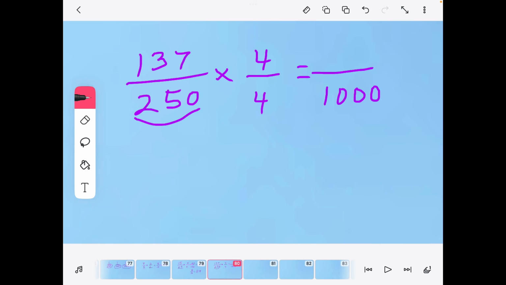Let's do it together. 4 times 7 is 28. Carry the 2. 4 times 3 is 12. Carry the 2. That becomes a 4. 4 times 1 is 4 plus the 1 we carried. Now what is this going to equal? 0.548. Oh good, I fit it in just about, okay? And that's it. This is how it works.